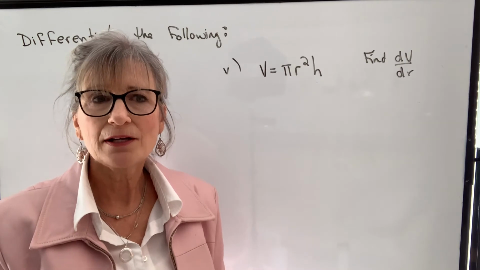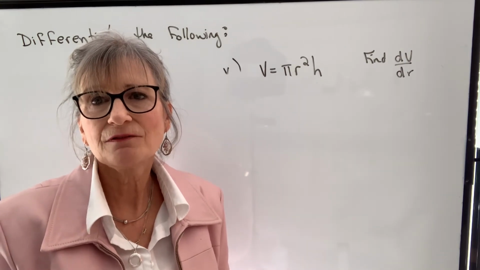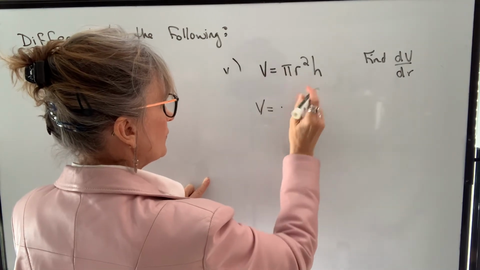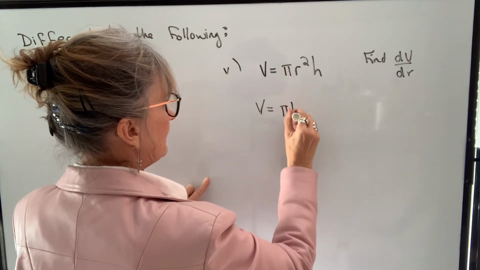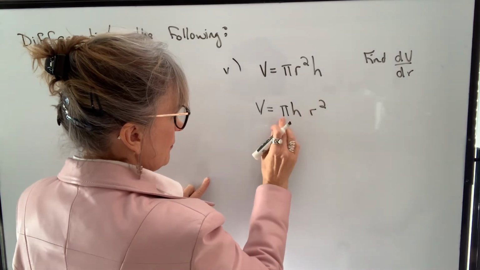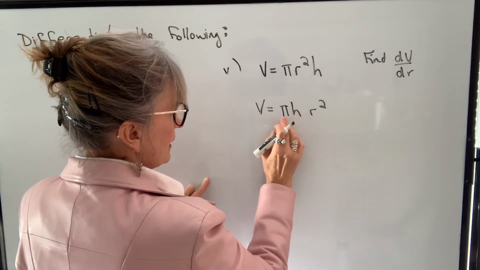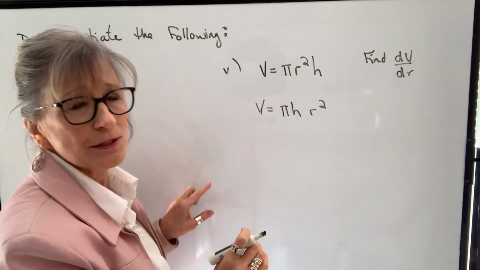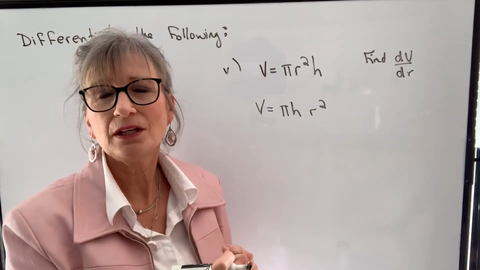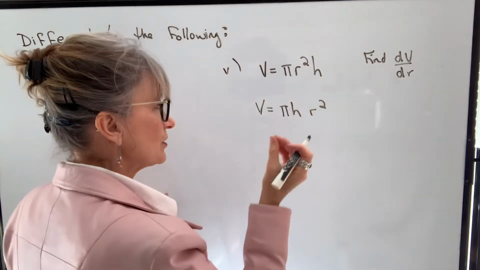And we want to know, as we're changing the radius, how does that affect the rate of change of the volume? We could write this in a different order where we put pi and h together and r squared separate, because if h is constant, then pi times h is constant. So just treat it like it was a number. Could be a number 3. Doesn't matter what it is, it's just a constant.